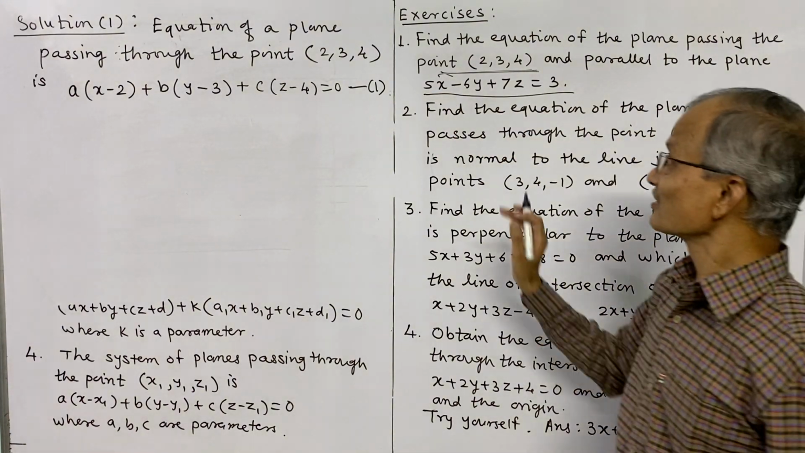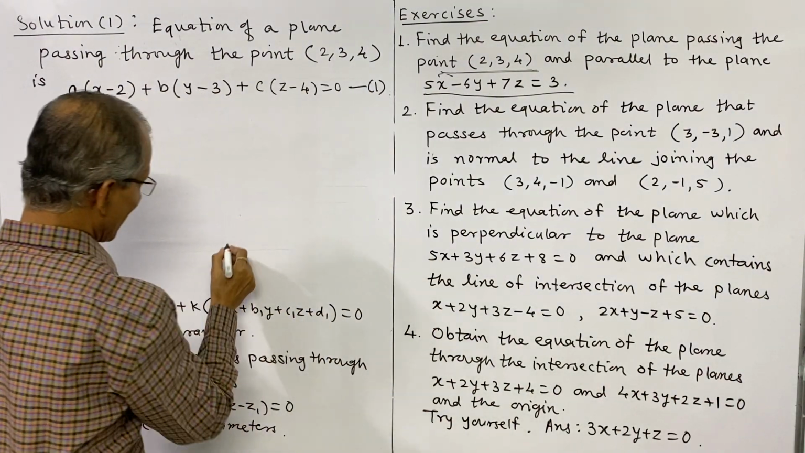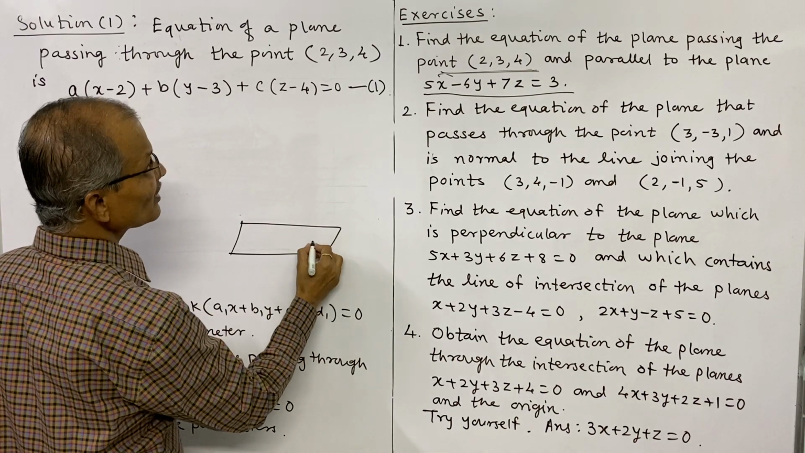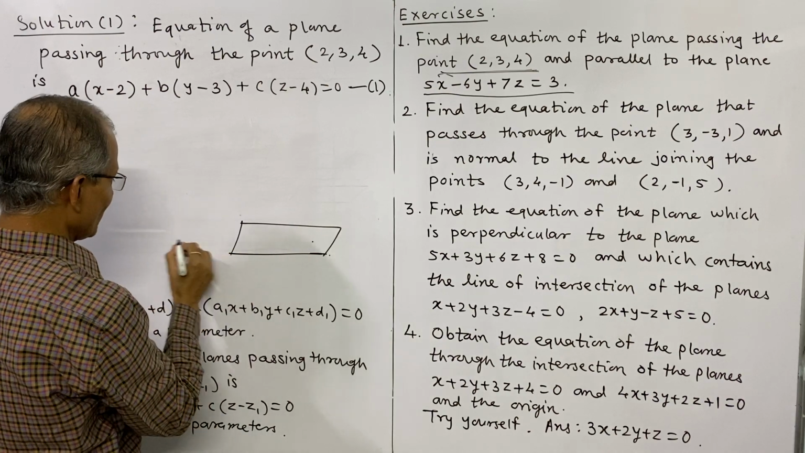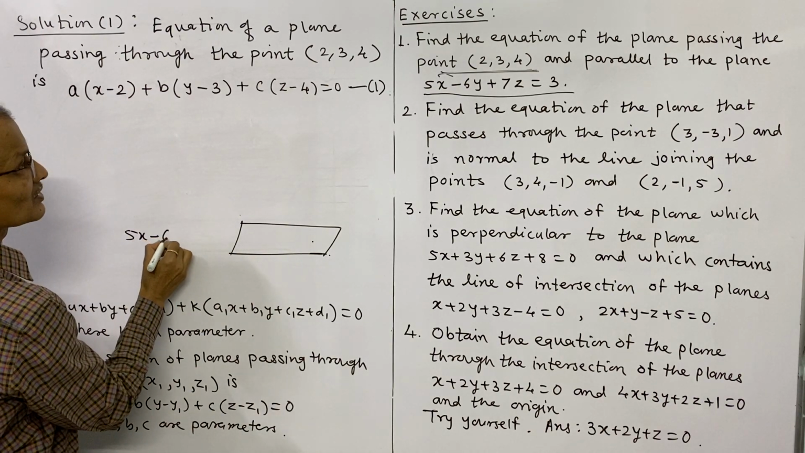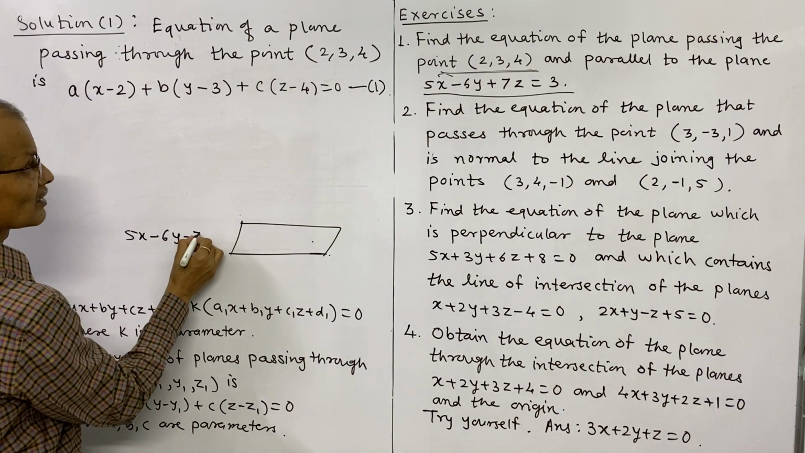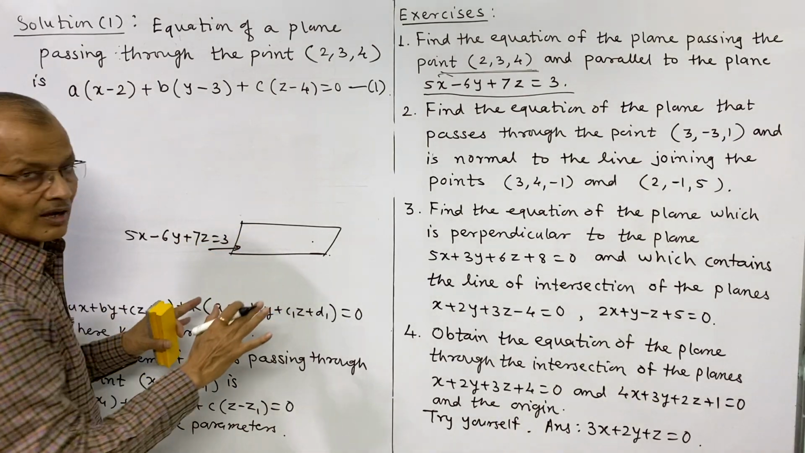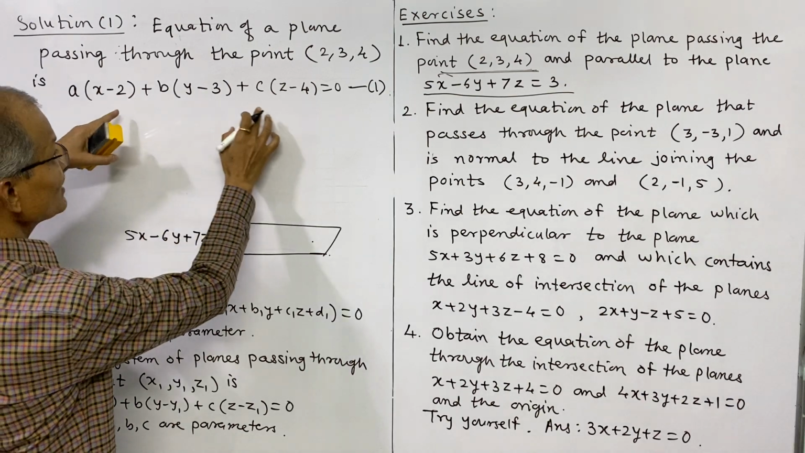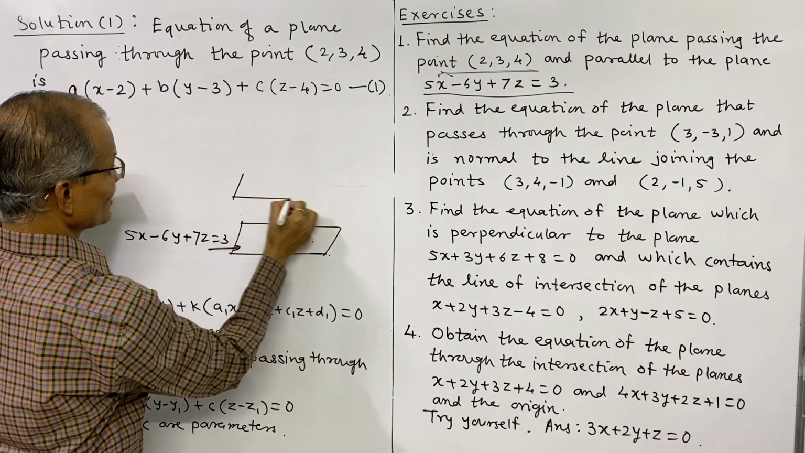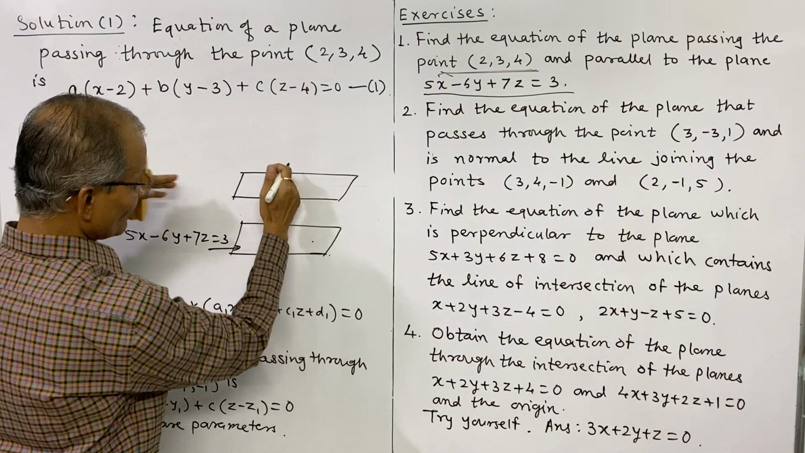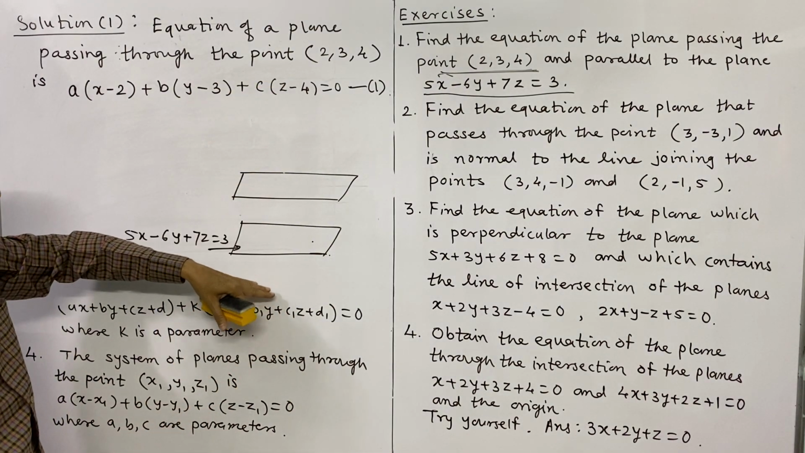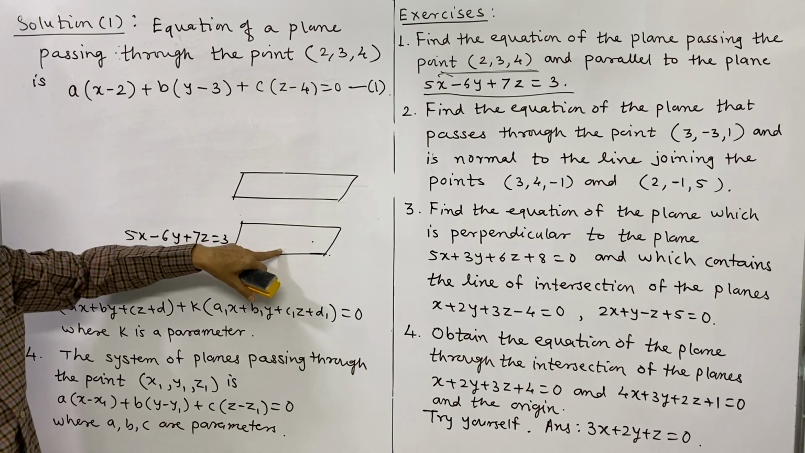So this required plane is parallel to this plane. If this is the given plane 5x minus 6y plus 7z is equal to 3, and the required plane is parallel to it, it will be somewhere like this, not only above, it may be below or at any place, but parallel to the given plane.